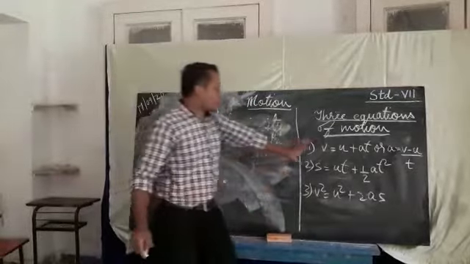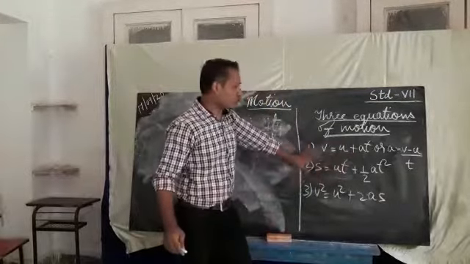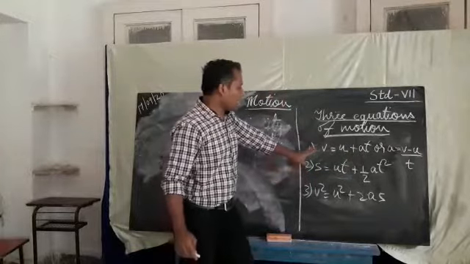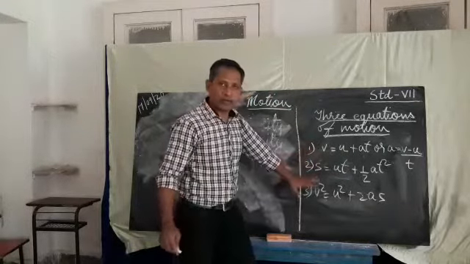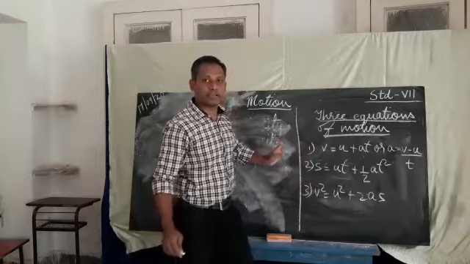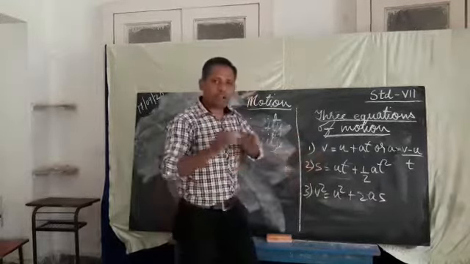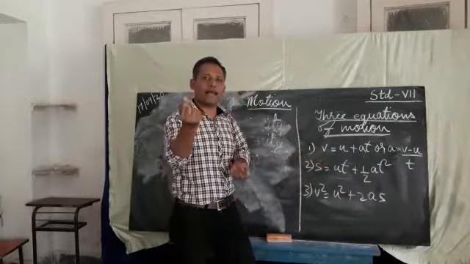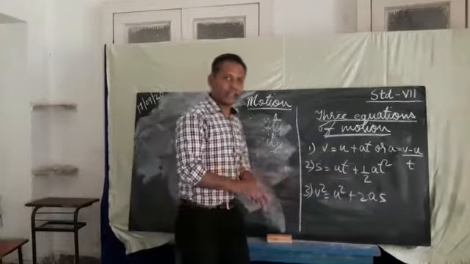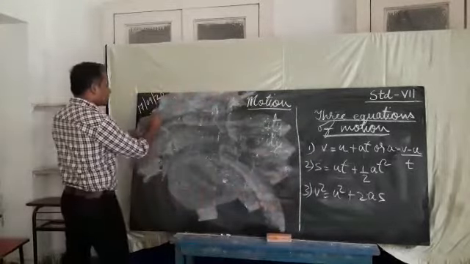Now we use all these physical quantities, all these three formulas to do the numericals. In all the formulas you can use any formula depending upon which physical quantities are available. If you have all the physical quantities and one physical quantity is lacking, you will use these three formulas to find that physical quantity. Now let us take an example.